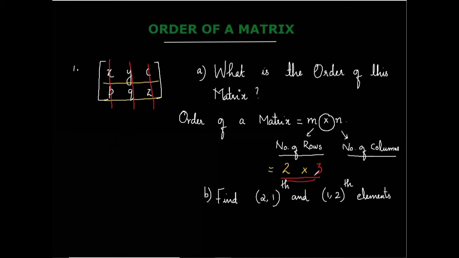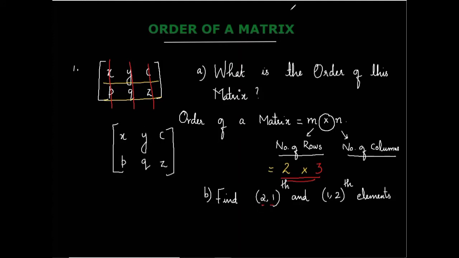Second question is, find ordered pair 2, 1 and ordered pair 1, 2 elements of this matrix. So we have to find the element which comes under the second row, first column. This is the second row, this is the first column. So the element which comes under second row, first column is P, the intersection of second row, first column. So the first question's answer is P here.